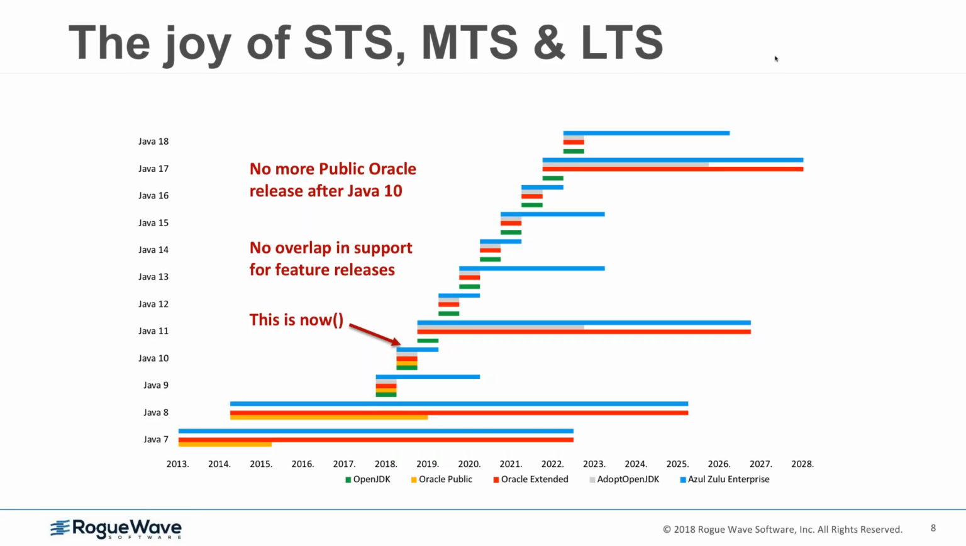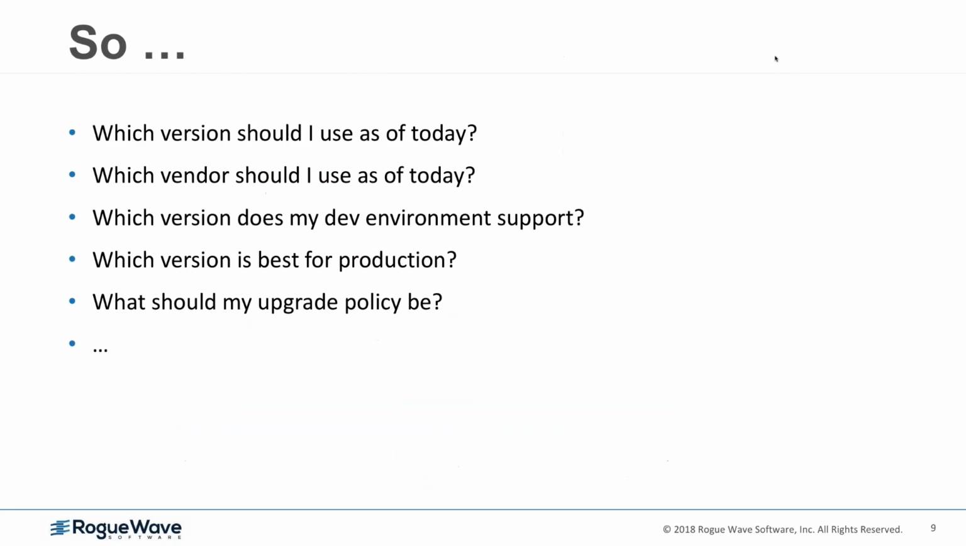And now you might have all kinds of questions. So I just wrote a couple down here, like which version of Java should I use as of today, or which vendor, and what about production? What about development environment? How should I upgrade? All of those things. And then what we have done here is that Rod and I have prepared a couple of sample scenarios that we want to walk through and then just have a discussion as to how you should decide in certain situations.